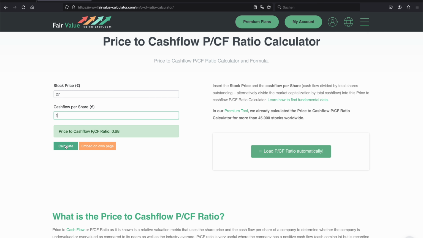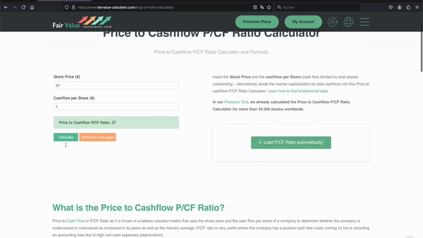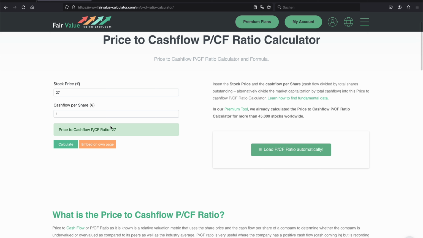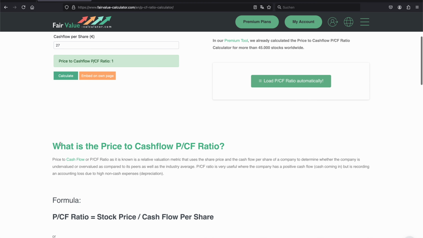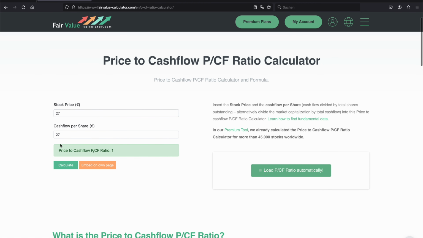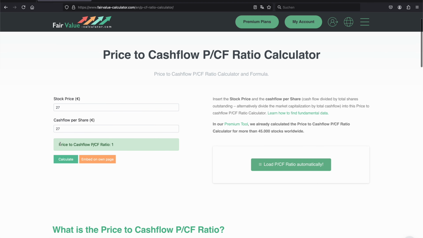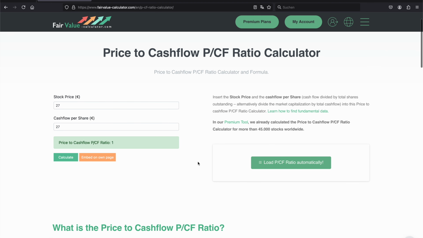Using the P/CF ratio is essential for identifying financially sound companies with consistent cash flow generation. During periods of market uncertainty, companies with strong cash flow often represent stable investment opportunities. By regularly analyzing the PCF ratios of companies and utilizing tools like the Fairvalue Calculator, investors can make well-informed decisions, spot undervalued stocks, and build a solid foundation for long-term investment success.